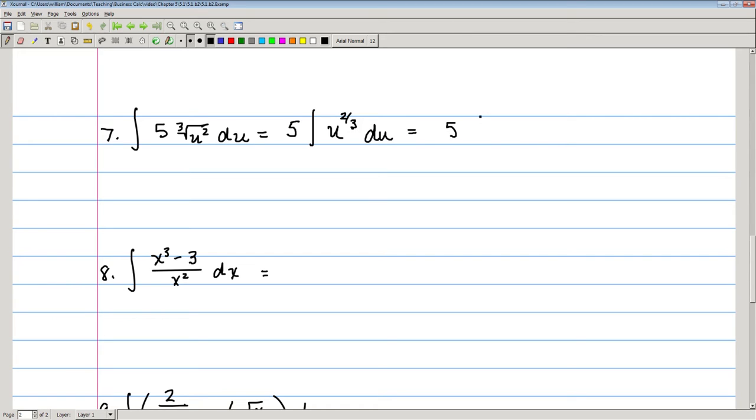So we'll apply the power rule. We will add 1. 2/3 plus 1 would be 2/3 plus 3/3. That's 5/3. Divided by the new exponent, 5/3, plus c. Now remember, to divide by a fraction, we're going to have to invert and multiply.